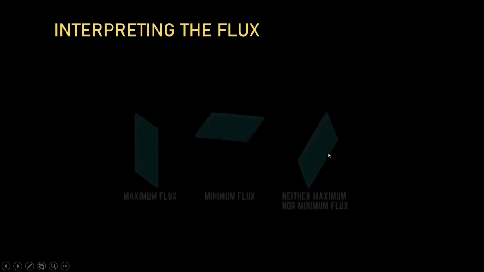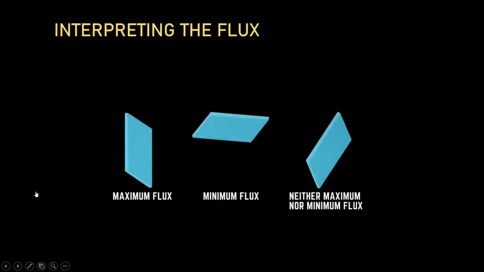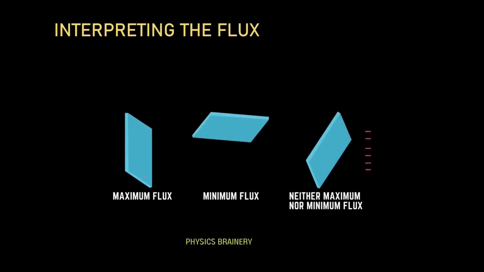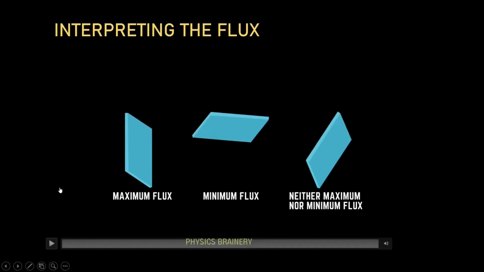Next, how to interpret the flux. Now let us visualize the situation and see how we can interpret it. Here, the condition of maximum flux is where the field lines are crossing; minimum flux is where the area becomes parallel to the field line; and there is an arbitrary position of the area where the field lines are crossing. So these are the conditions of maximum, minimum, and neither maximum nor minimum.